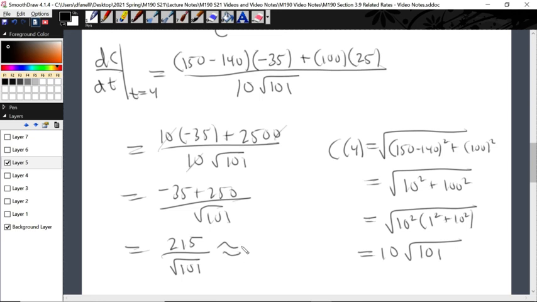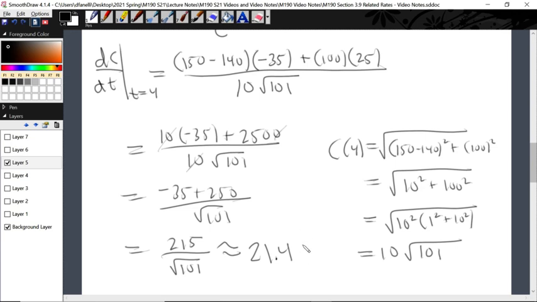Let's approximate this to 1 decimal place of accuracy. 215 divided by the square root of 101 is 21.393, so approximately 21.4. What are the units of measure? We just found dc/dt, where c was a distance, measured in kilometers. The time here is being measured in hours, from noon to 4 p.m., where t is equal to 4 hours. So we have kilometers per hour.